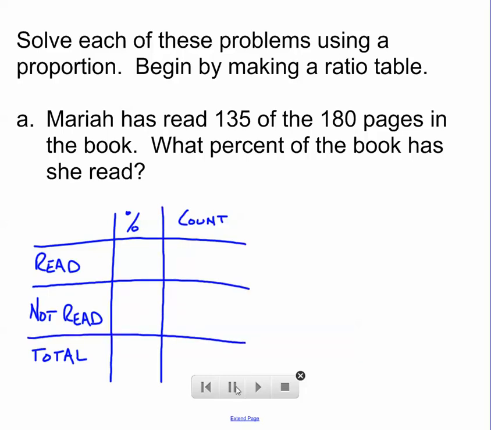Okay, so here's our table. She's either read a page or you haven't read a page. You can't do it halfway. You've either read the entire page or you haven't read the entire page. And then there's a total number of pages. We're going to put these in terms of percents, and in terms of number of pages, counts. Well, the total percent is always 100. You can't read more than 100% of the book.